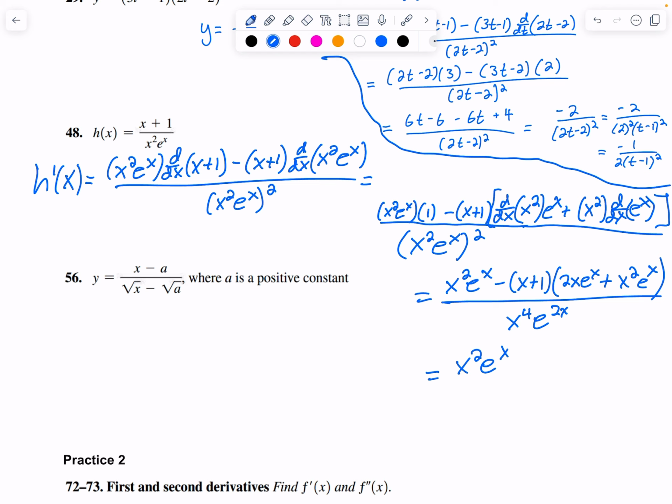I think we could stop there. I think that's going to be our best bet. Yeah, let's leave it there. I'll leave the algebra to you guys.